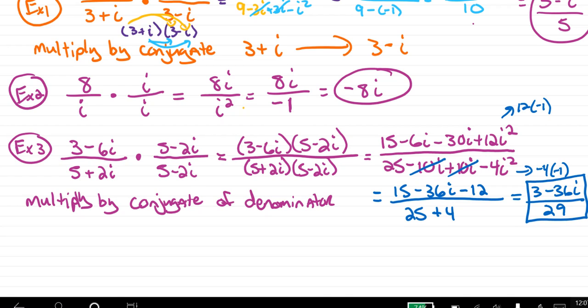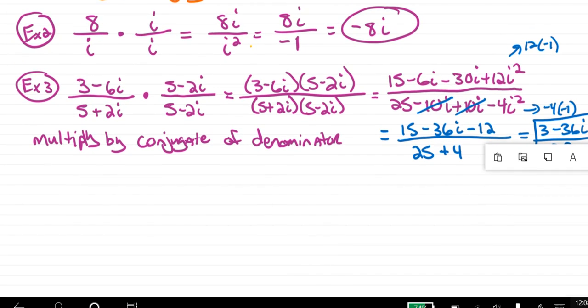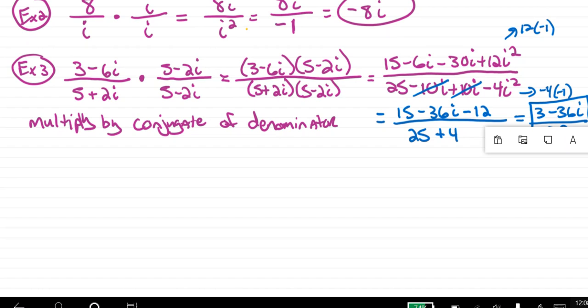So again, by multiplying by the conjugate, we've gotten rid of any i's in the denominator, any radicals in the denominator, and that's our goal when we're multiplying by the conjugate.